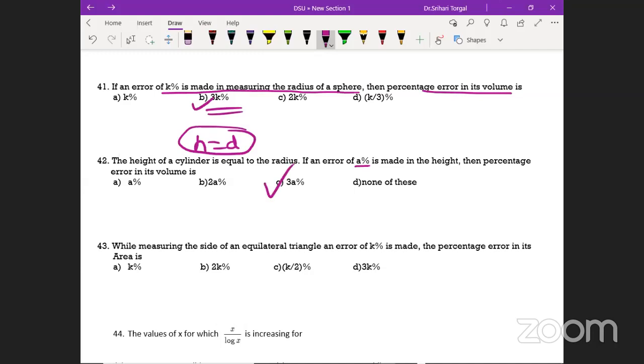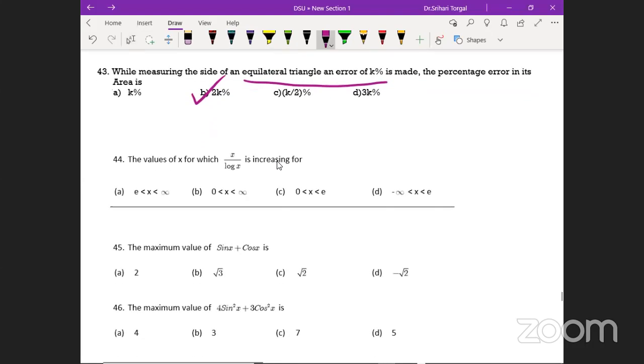I think all of you got the idea now, right? Equilateral triangle, error K%, area, 2K%. Option B is the right answer. Very simple. Remember, and I'll tell you in the examination problems how to do that. So remember this idea.